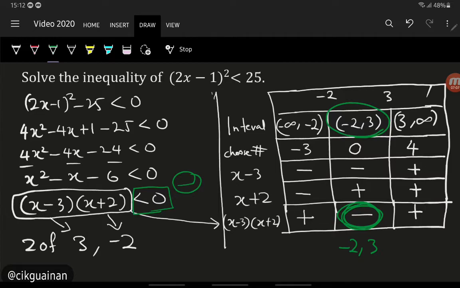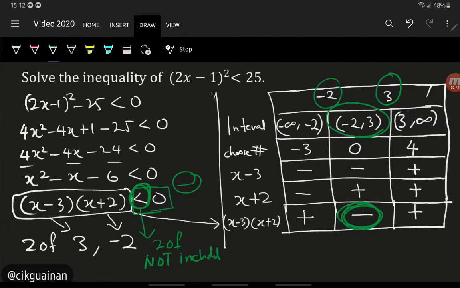For this one, before we just decide to take it, we have to check and decide whether the ZOF is included or not. In order to do that, we have to look at the inequality again. This is less than 0, which means the ZOF is not included. Less than 0, automatically not included, so open bracket. So this is the answer.